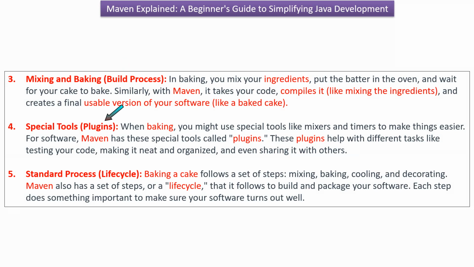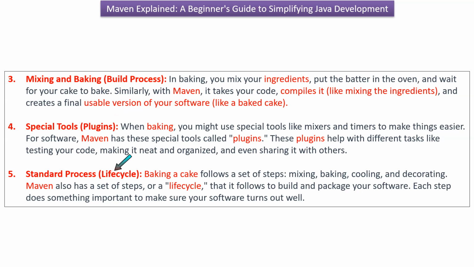Fourth point is special tools, which is equivalent to plugins. When baking, you might use special tools like mixers and timers to make things easier. For software, Maven has these special tools called plugins. These plugins help with different tasks like testing your code, making it neat and organized, and even sharing it with others.